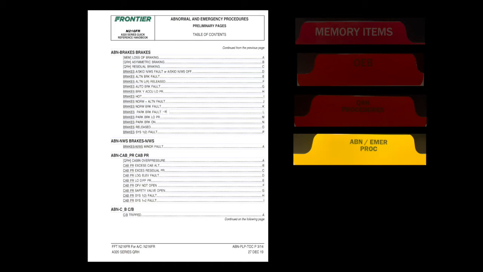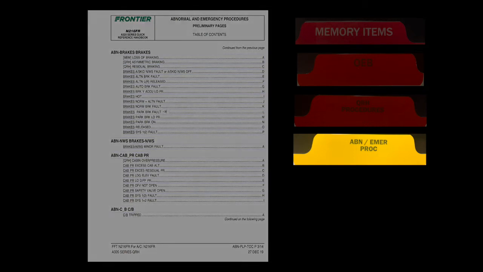If time permits, the crew will review applicable failures in the Abnormal Emergencies section for additional information. However, the flight crew should not delay the landing to refer to this section, as all critical must-know information was provided through the previous steps: memory items, OEBs, ECAM actions, and QRH procedures.